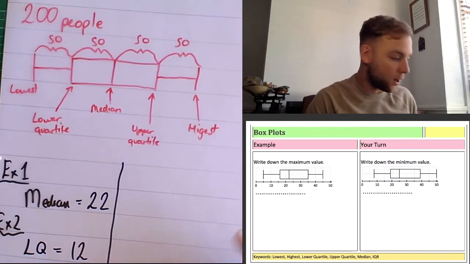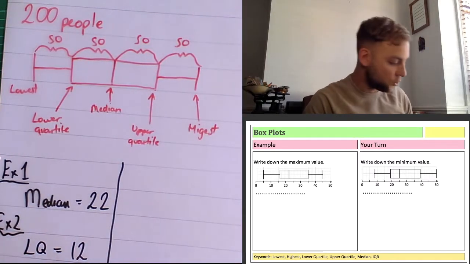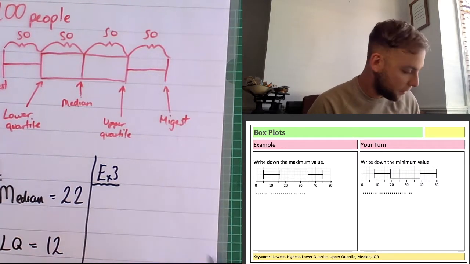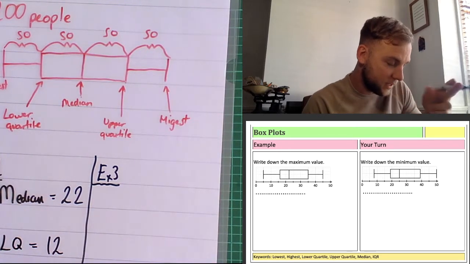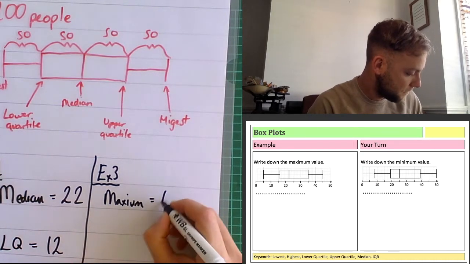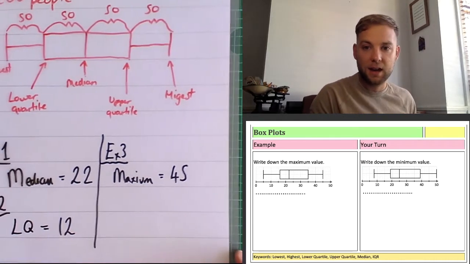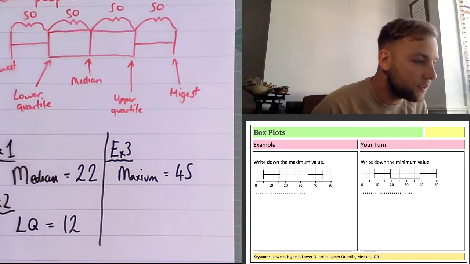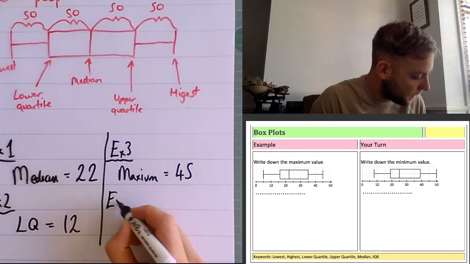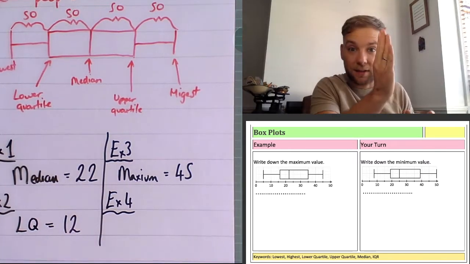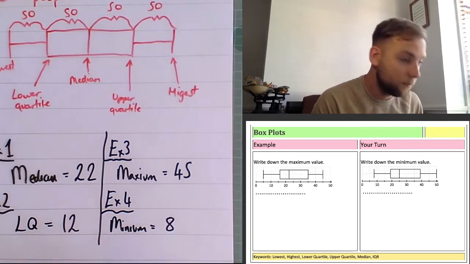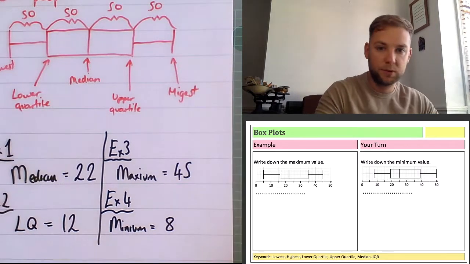So again, we need to think about where our maximum value is. Now this is the highest, so it's that line at the top. So for example 3, where is my maximum value? Well, that's going to be 45 for the maximum value. Brilliant. And then for our minimum value on this one, you notice that I'm 2 back from 10. So my minimum value for that one, which is going to be that furthest point there, is going to be equal to 8. Brilliant. So let's just check those.